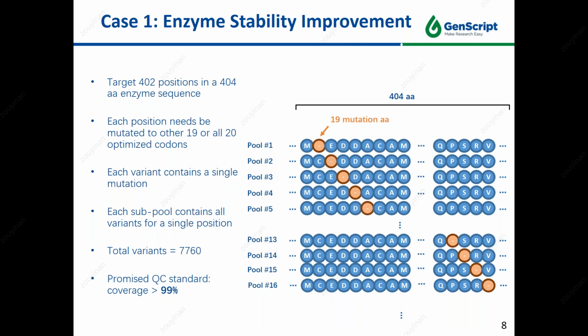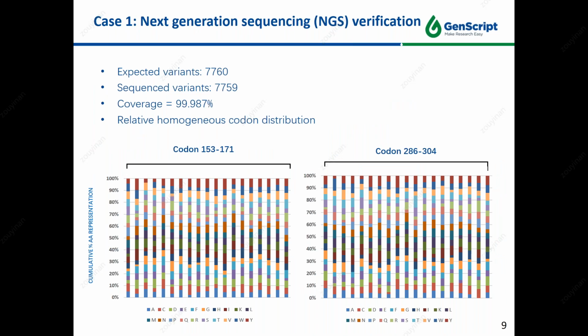To assure the final library contains as many variants as possible, we applied next-generation sequencing for this project. Next-generation sequencing verification was performed to calculate the coverage of our final deliverables. 7,759 variants out of a total of 7,760 variants were detected. So there is nearly 100% coverage of all mutated variants at each position, which matched the customer's requirements.